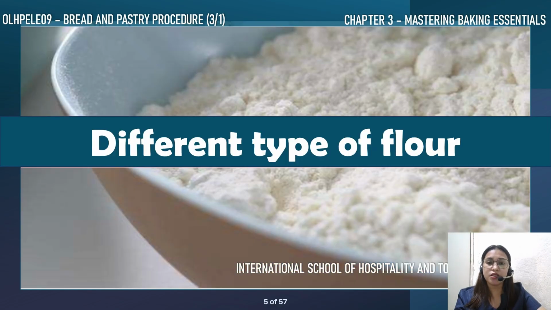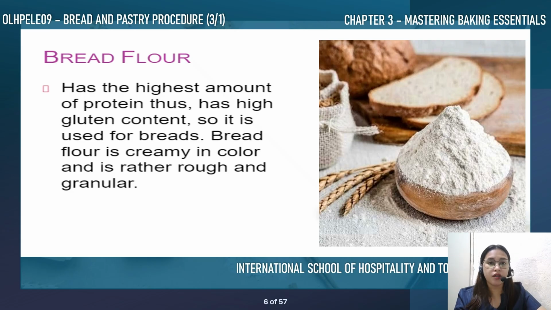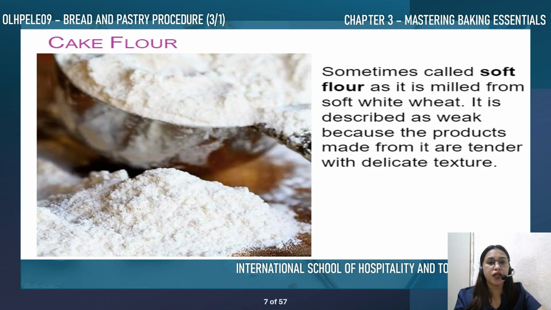Now, let's proceed to the different types of flour. So, first is the bread flour. Bread flour has high protein, forming more gluten, which allows the dough to stretch and rise, producing a chewy, structured crumb. So, it's ideal for recipes that need volume and elasticity, like bread. Cake flour is soft and finely milled with low protein, forming minimal gluten, so this produces a tender, light, and fine textured cake, perfect for delicate desserts.